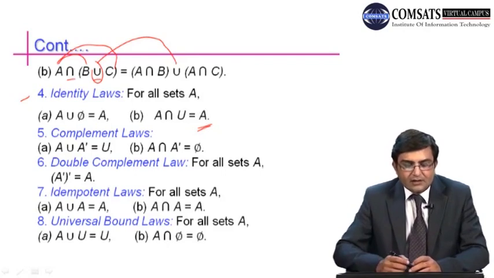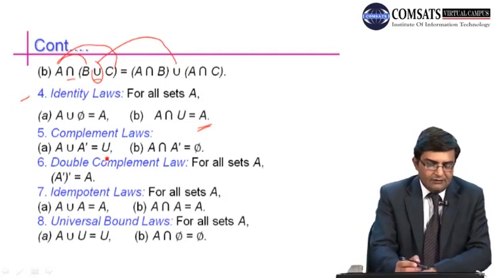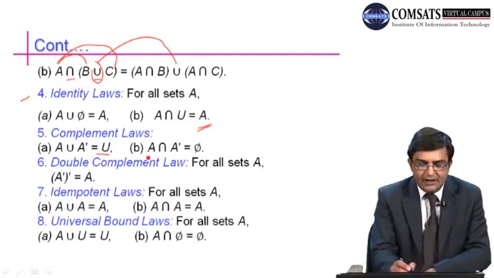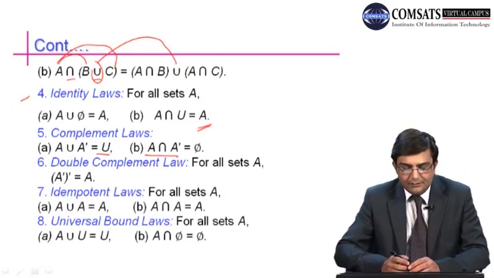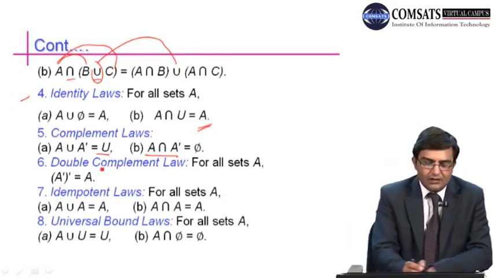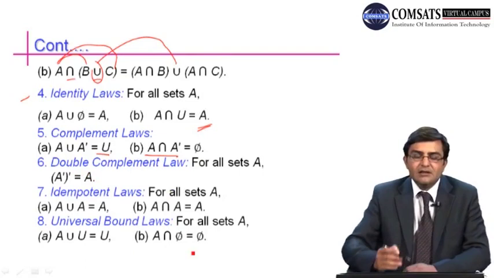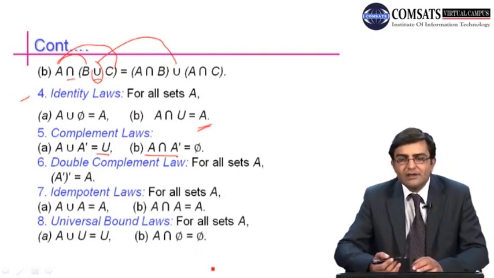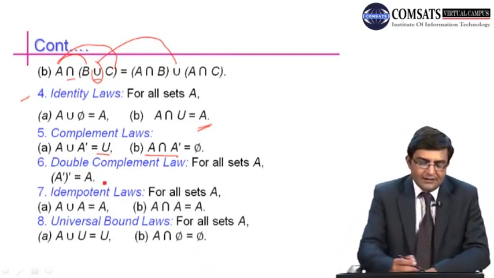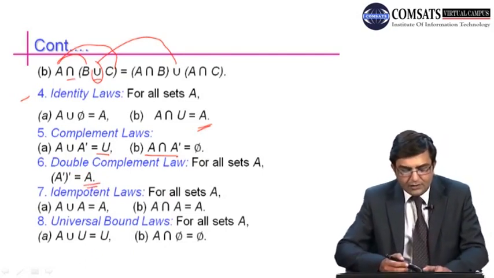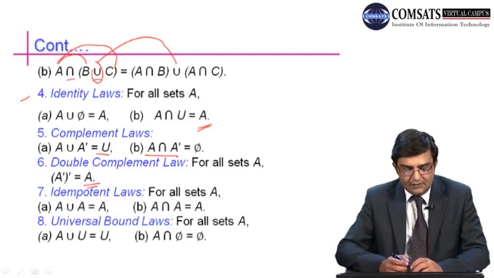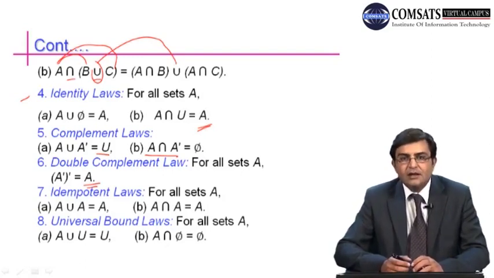The next are the complement laws. A union A complement is always the universal set, and A intersection A complement is always the empty set. Similarly, we have the double complement law. If we take the complement of a complement set, then we get the original set A. The next are the idempotent laws. A union A is equal to A, and A intersection A is A also.